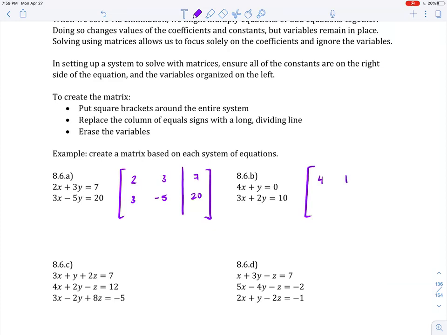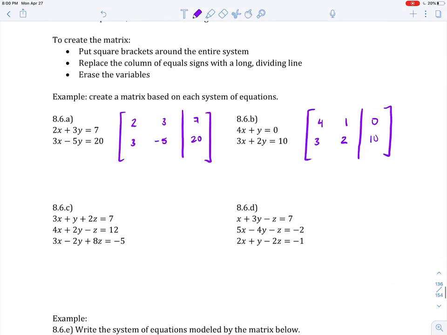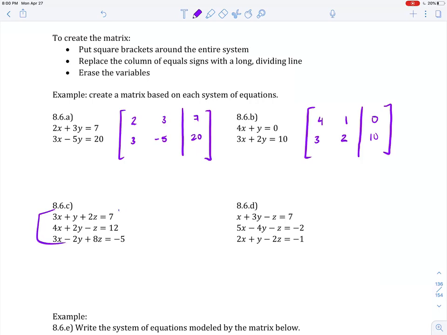We could do the same with this next system. So here we would have 4 because that's the coefficient for x. We'd have 1 because that's the coefficient for y. Then a giant dividing line. And on the right-hand side, 0. For our second equation, we have 3, that's the coefficient of x. 2, that's the coefficient for y. And then 10. And then we're done.